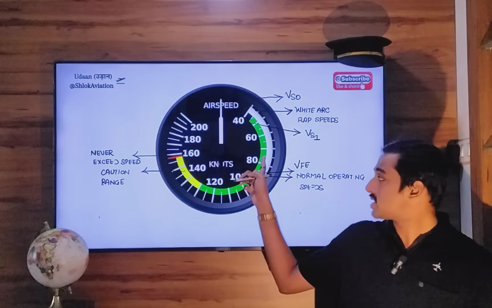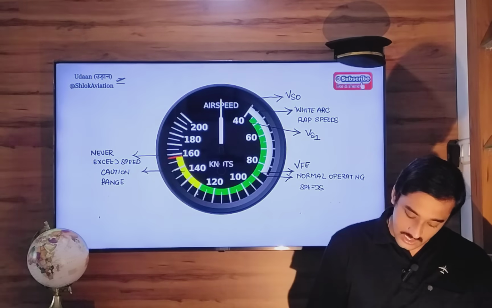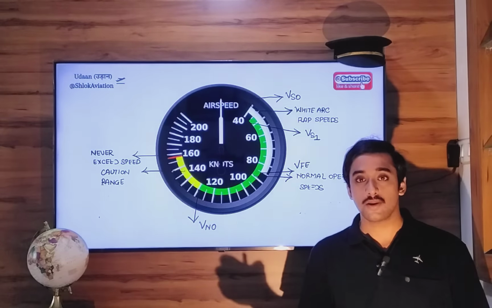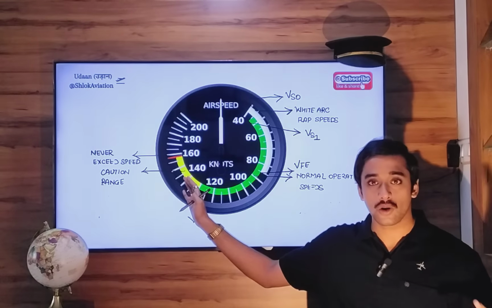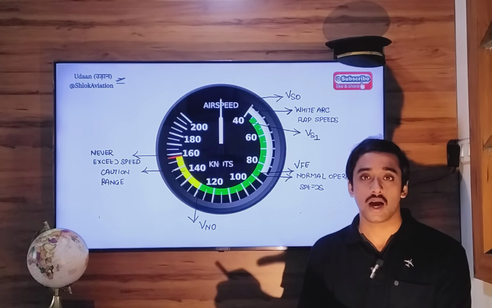Next, similar to the white arc, this green arc also has an upper limit. The upper limit of this green arc is called VNO. That is the maximum speed in the normal operating range. Now you can exceed this VNO, maximum normal operating speed, only in still air conditions. So if you want to exceed the speed of your aircraft and enter this yellow arc, which is your cautionary range, you can only do that if the atmosphere is calm and stable.